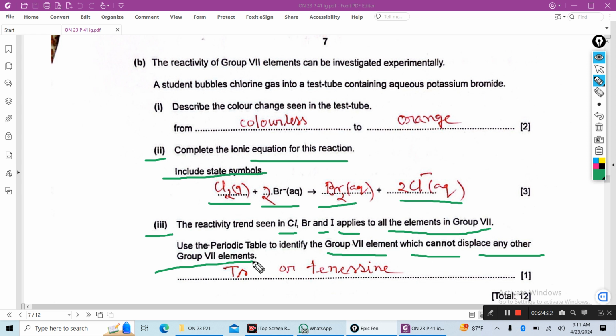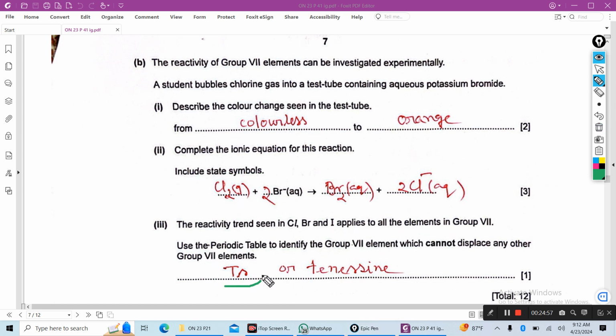And as you know, going down group 7, reactivity decreases. So tennessine is the least reactive non-metal. Tennessine is at the bottom of group 7, so it is the least reactive non-metal, so it cannot displace any other non-metal. That's why the answer is Ts, or tennessine.